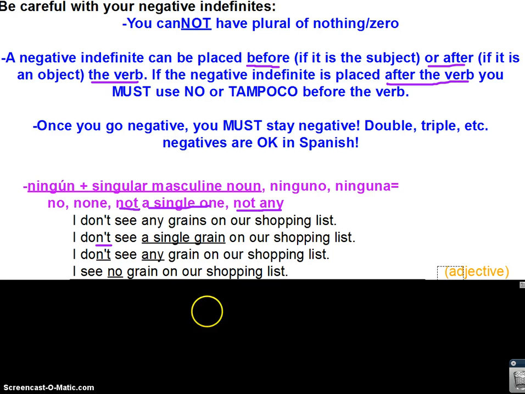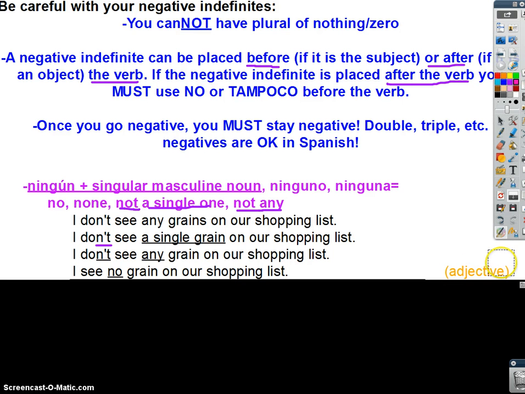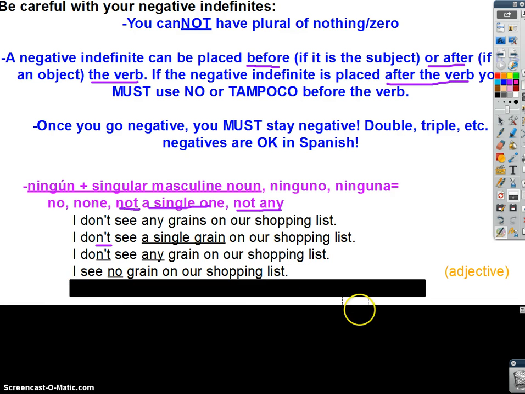Alright, I've already let the cat out of the bag over here because I didn't cover this up. But in this case, we are using no, none, not a single one, not any as an adjective because it's describing grain. Not any grains, not a single grain. So it's describing it, so think to yourself, what form of ningún, ninguno, or ninguna do I want? Go ahead and leave a blank line for your Spanish sentence.